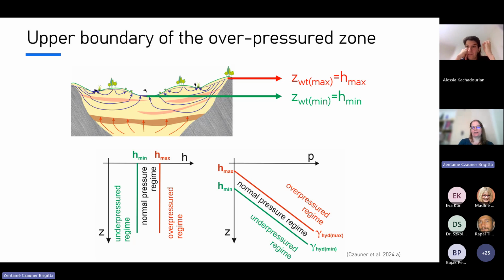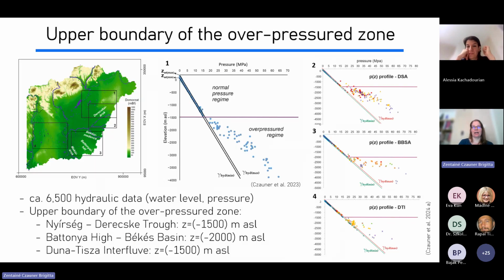We used this method to define the upper boundary of the overpressure, or the lower boundary of the normal pressure regime, in the Great Hungarian Plain part of the Central Pannonian Basin. We worked with about 6,500 hydraulic data from wells. Again, these were water level and pressure data. Here you can see the results on pressure elevation profiles from the different study sites.